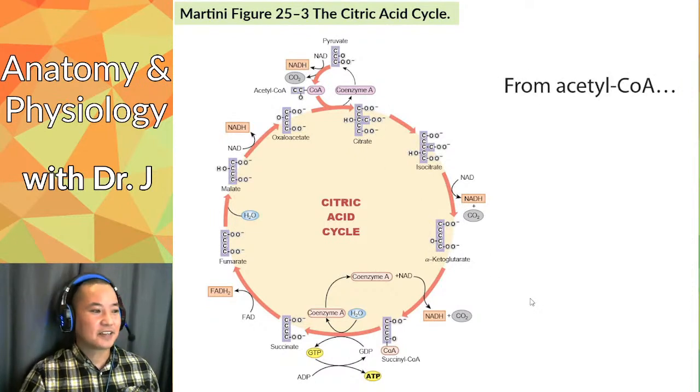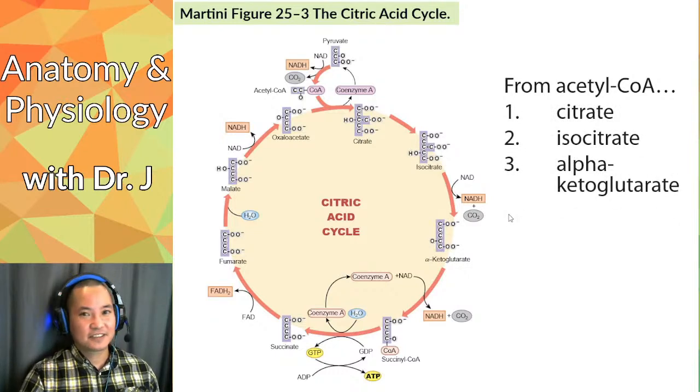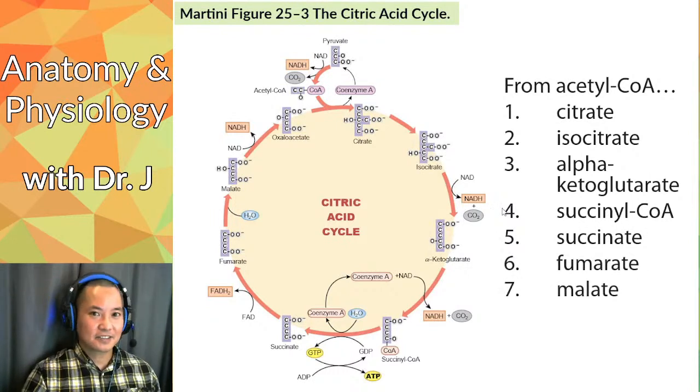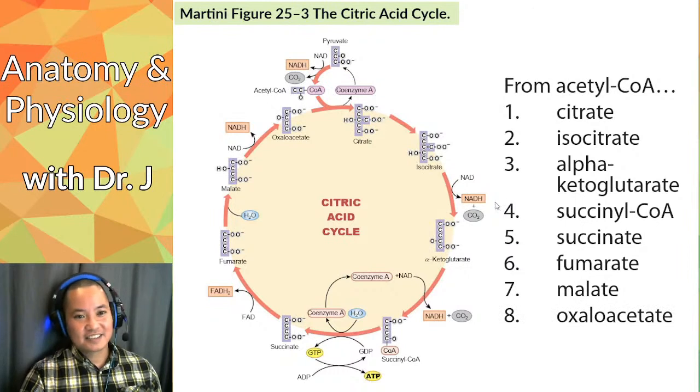From acetyl-CoA, you add acetyl-CoA to oxaloacetate and you make citrate. Then it undergoes multiple chemical reactions where citrate becomes isocitrate, becomes alpha-ketoglutarate, becomes succinyl-CoA, becomes succinate, becomes fumarate, becomes malate, becomes oxaloacetate. This is a classic thing if you're taking the MCAT, and I'm pretty sure the NCLEX has it as well. This is a classic test question.